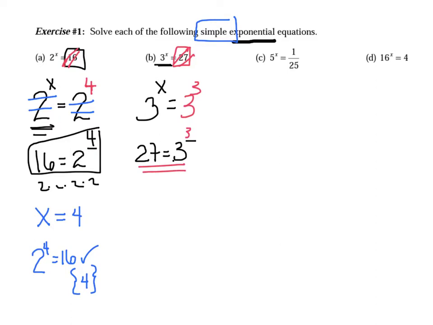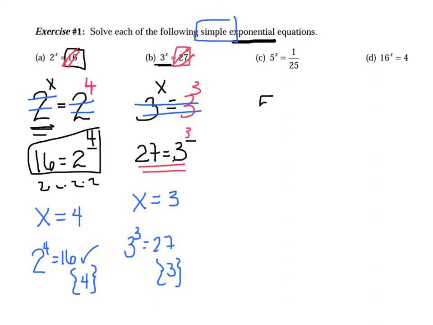Again, once I have common bases, ignore the bases and set the exponents equal. x equals 3, and we'll quickly check. Is 3 to the third 27? So my solution is 3. Okay, and again, these are simple ones. All right, let's try the next one.